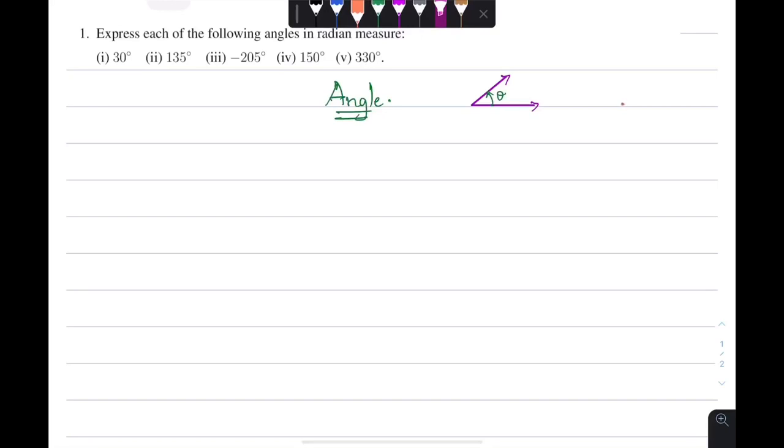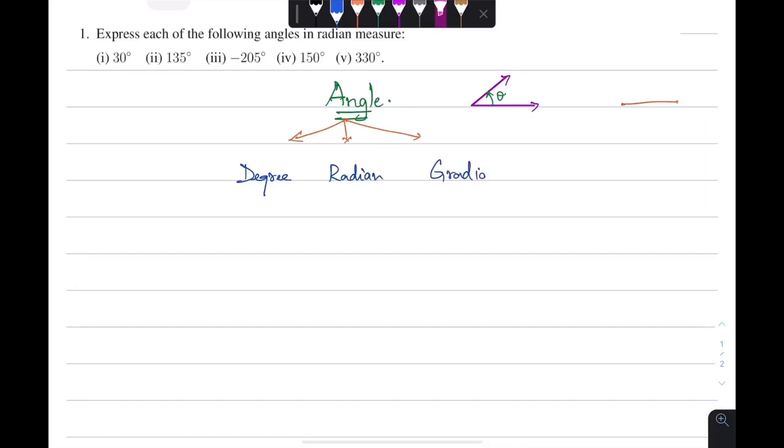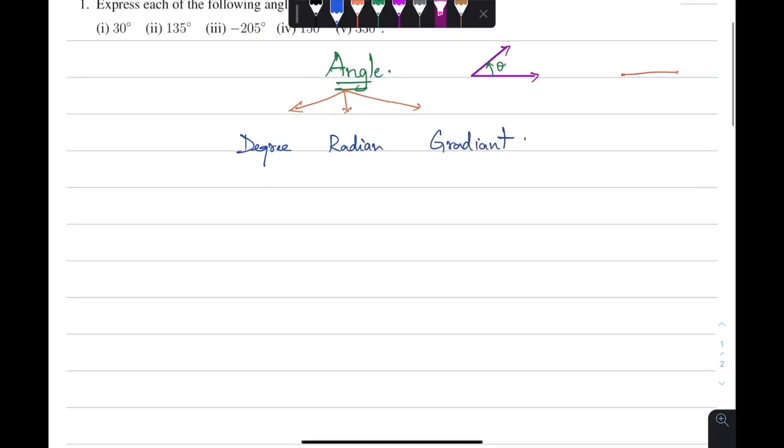Just like we have a linear measure, where the distance between 2 points is measured using standard units like meters, here in angles we measure using degree, radians, and gradient. So these three are the units to measure angles: degree, radian, and gradient.